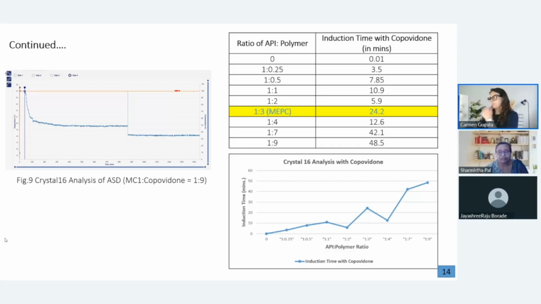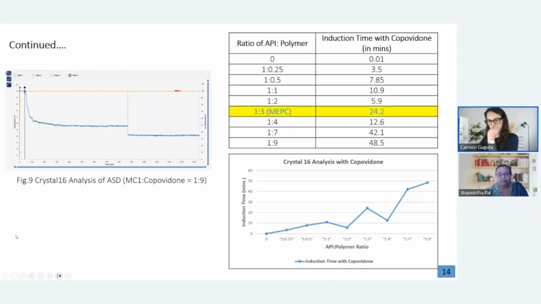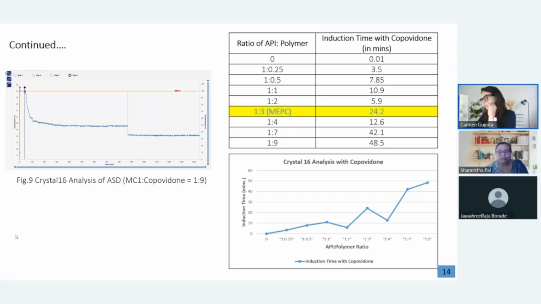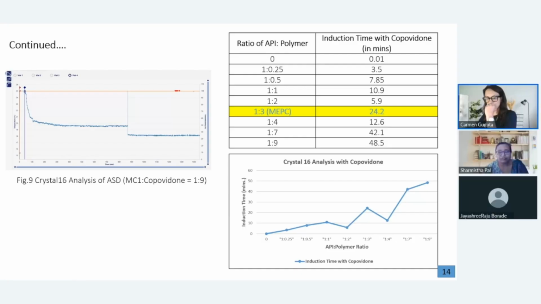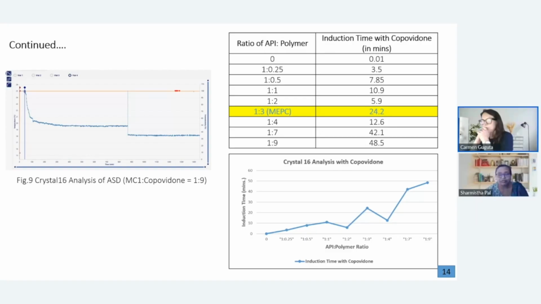As the copovidone concentration increases to the intermediate ratios such as 1:1 and 1:2, the crystallization is delayed, showing partial stabilization of the supersaturated state, but the polymer concentration is still not sufficient. But if we see at the ratio 1:3, a significant increase in the induction time of around 24 minutes, which we can see in the graph, indicating strong nucleation inhibition and effective supersaturation stabilization. This suggests the movement of the system closer to the LOC boundary where nucleation becomes controlled.